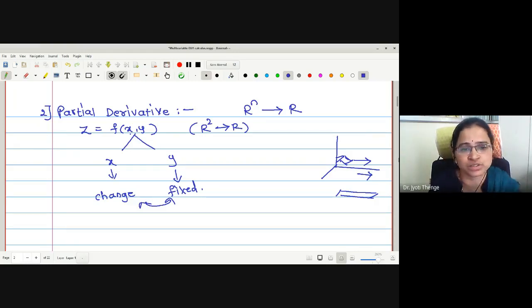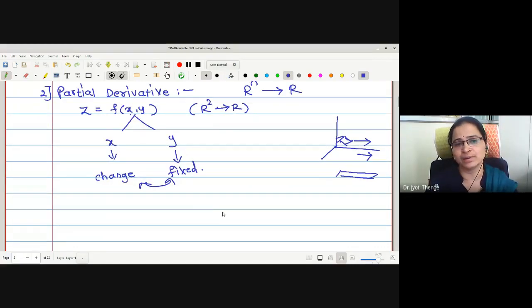This was the logic used while introducing the partial derivative. That is, keeping one variable fixed and changing with respect to another variable. Therefore, what happens if I keep one of the variables constant? Say I am going to keep y fixed.